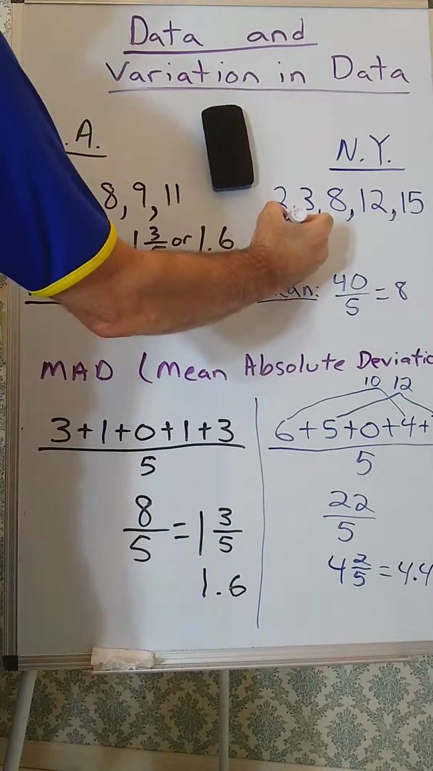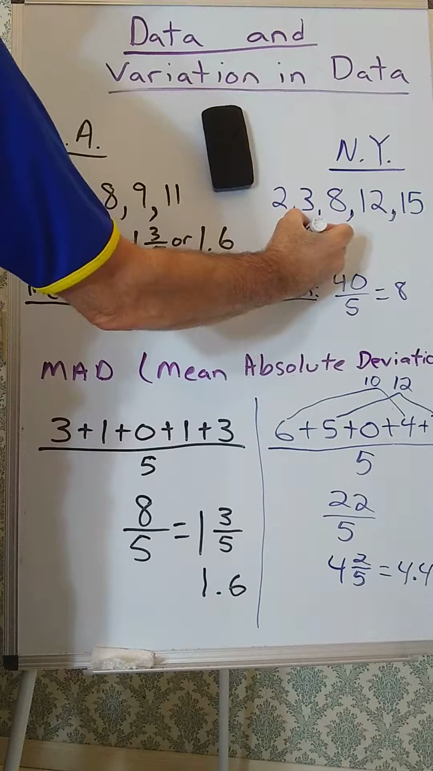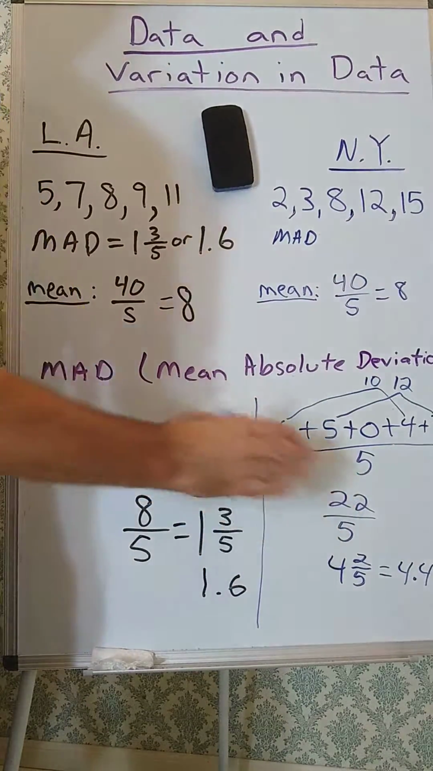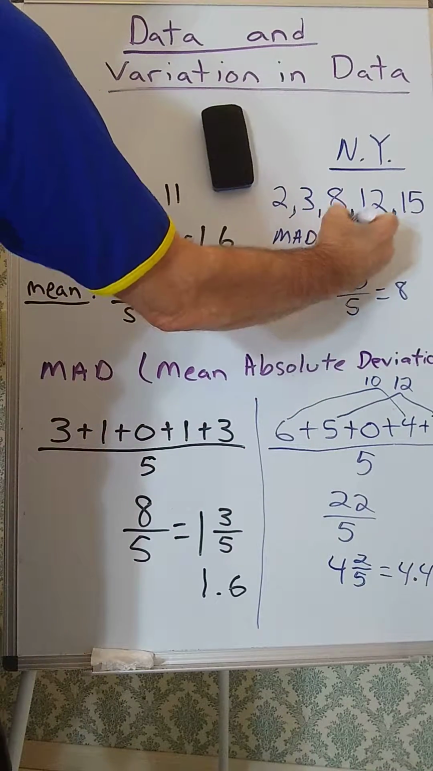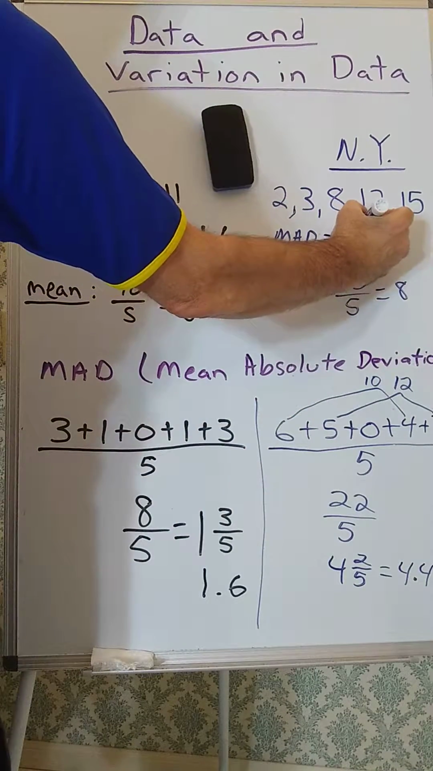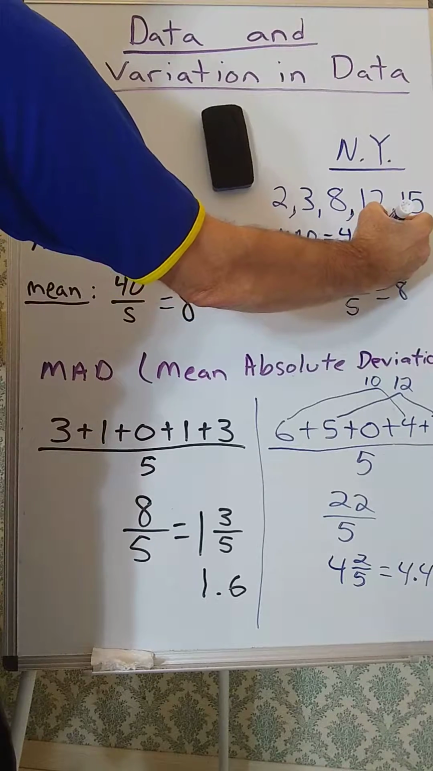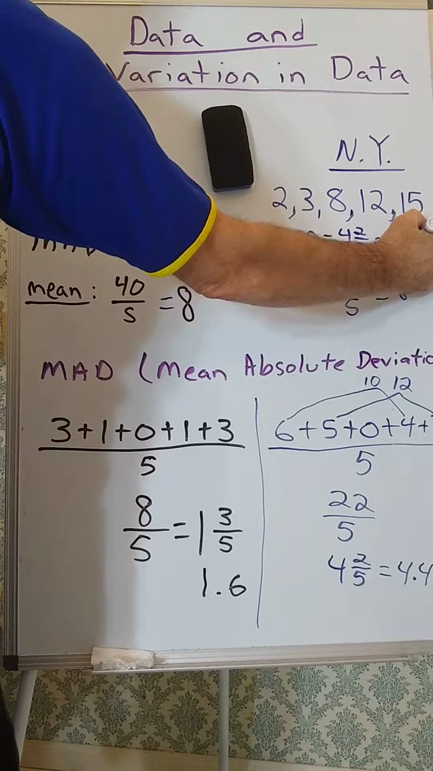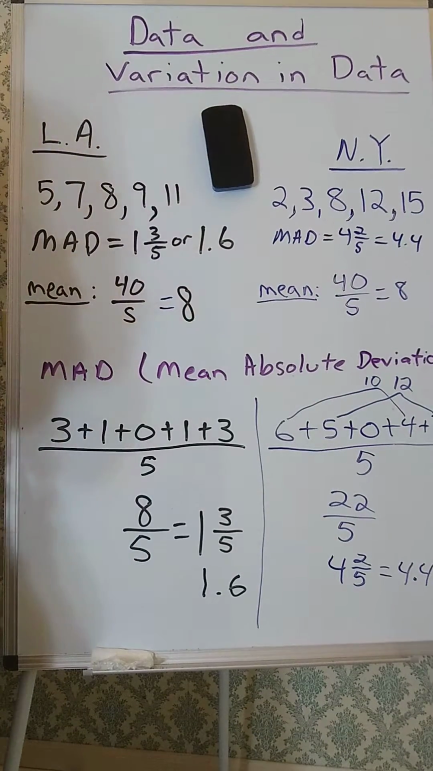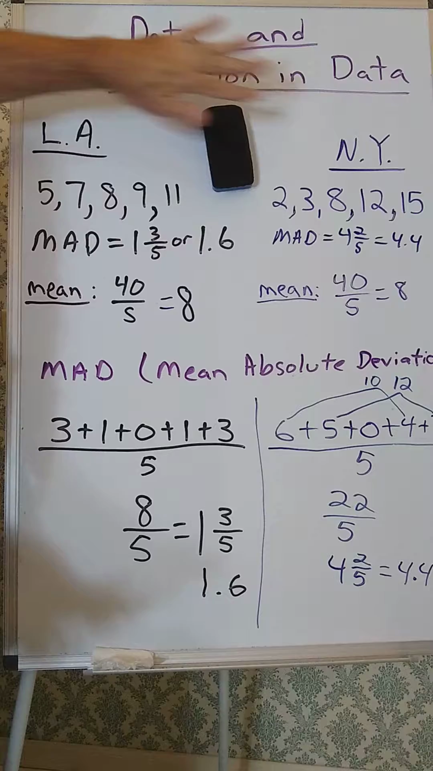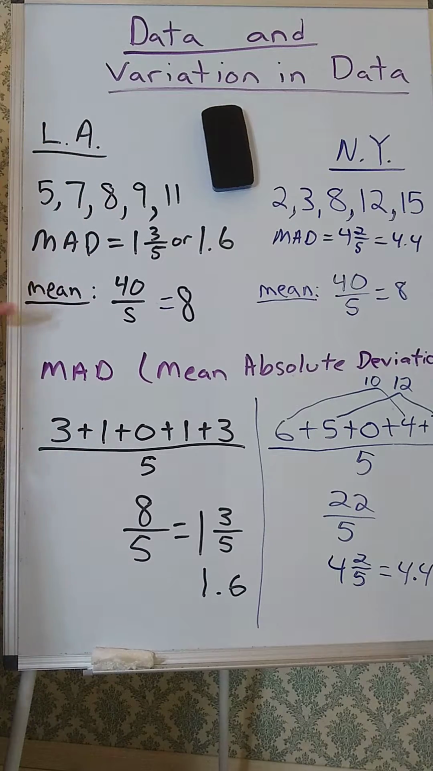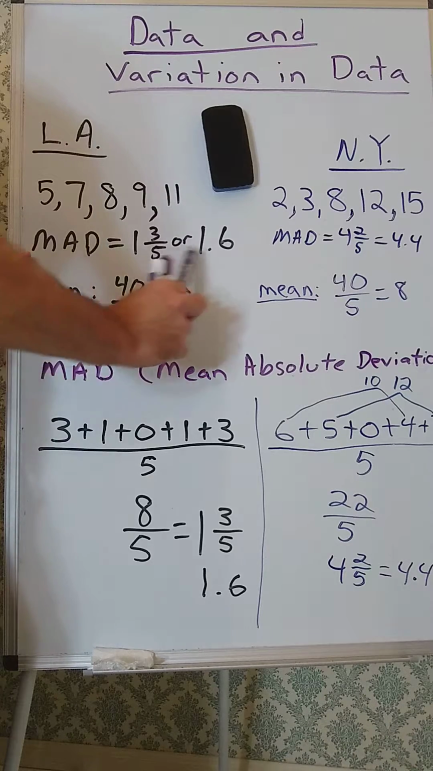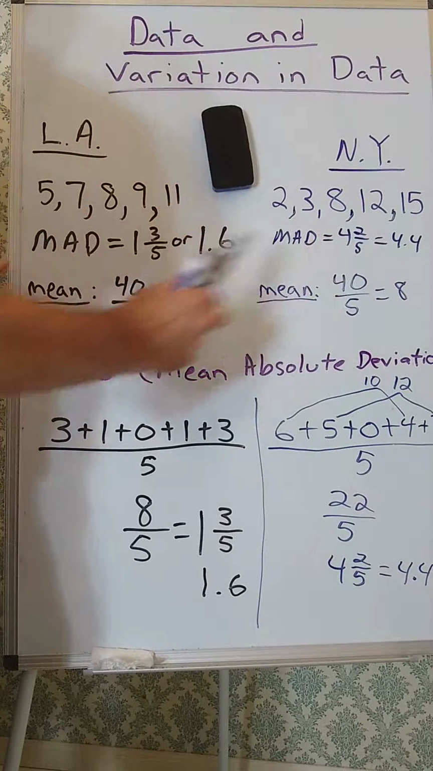So here we'll write, you can check your work to see if you came up with this on your own. So that's 4 2/5, which is equal to 4 4/10. So even though we saw these two data sets had the same mean, median, and mode, we see their mean absolute deviations are quite different.